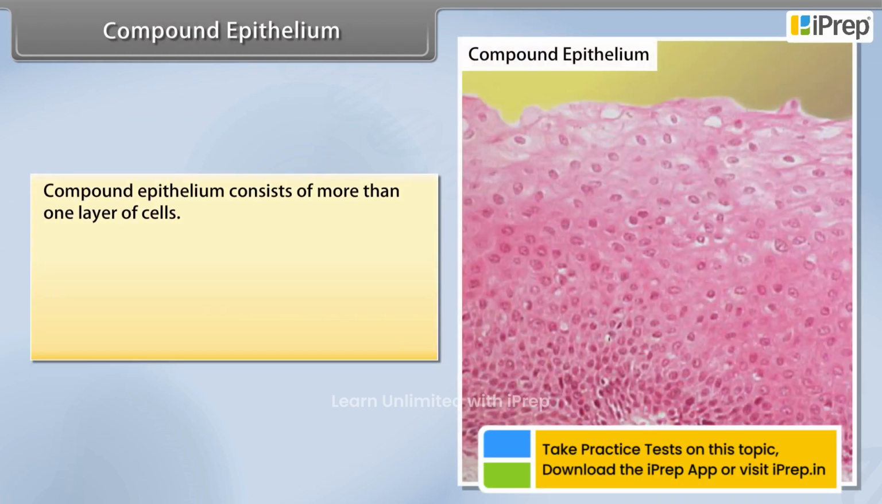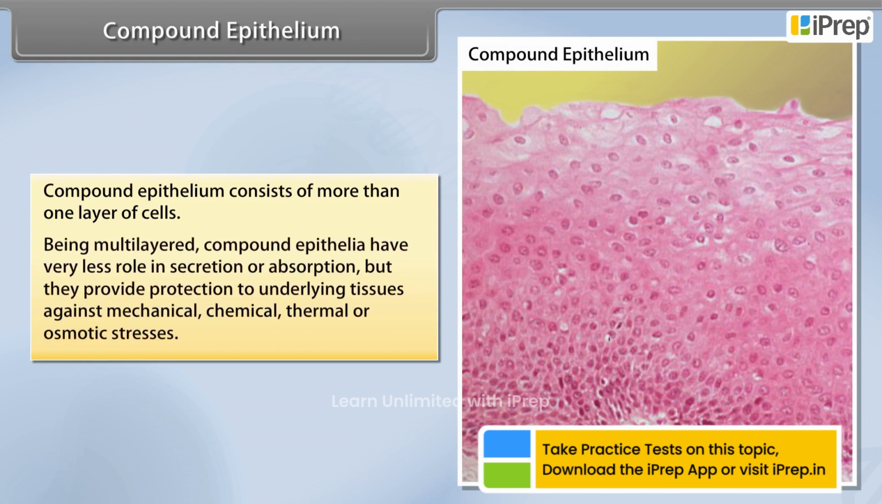Compound epithelium. Compound epithelium consists of more than one layer of cells. Being multi-layered, compound epithelia have very little role in secretion or absorption, but they provide protection to underlying tissues against mechanical, chemical, thermal, or osmotic stresses.